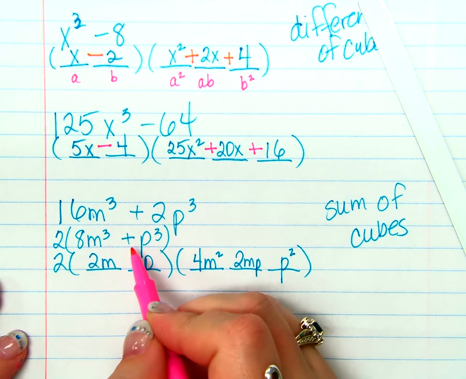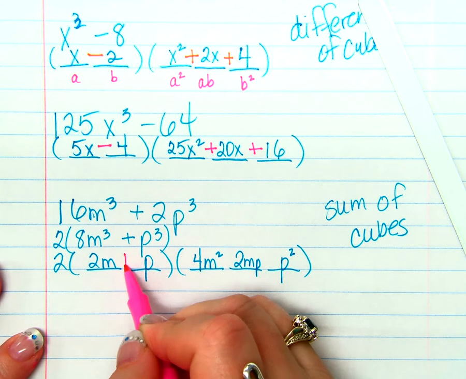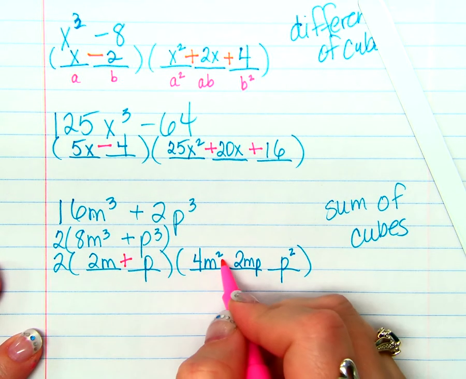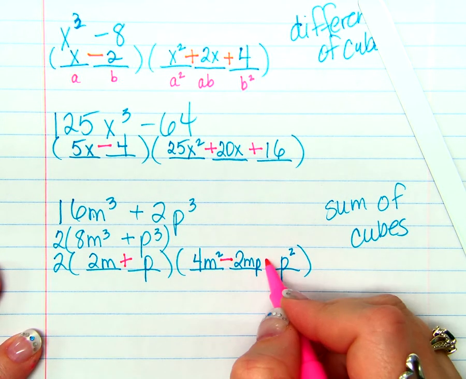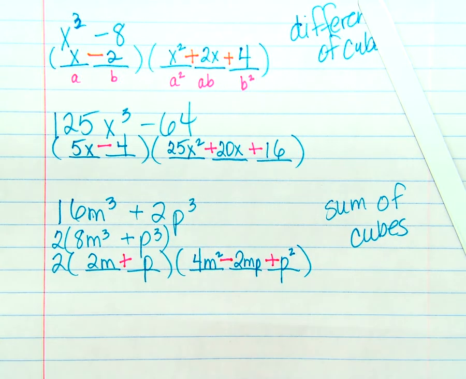What is the pattern of the signs? What's the sign in the problem? Plus. What's the next sign? It's opposite of that. And the last sign? Always plus. Got it? Difficult? No.